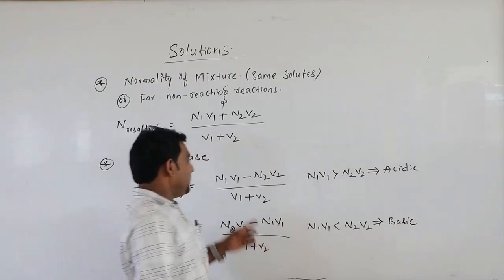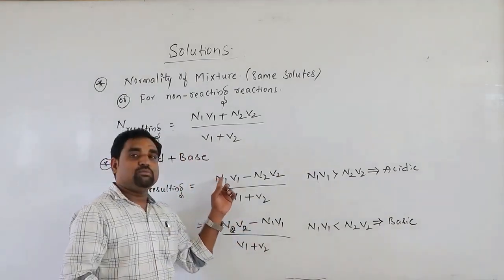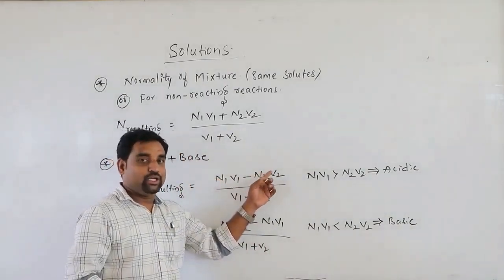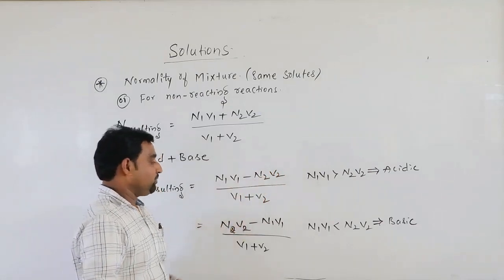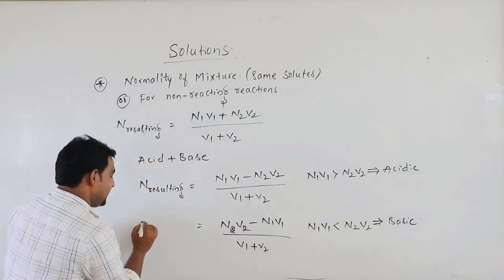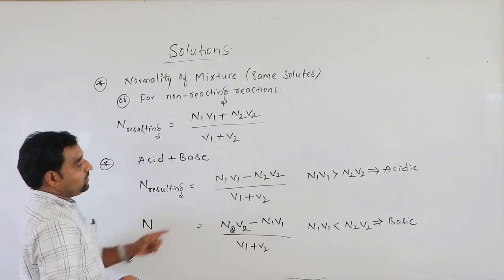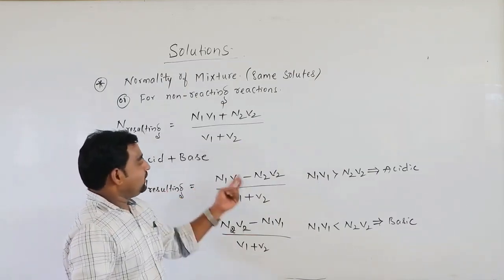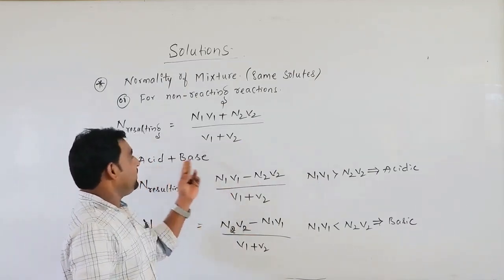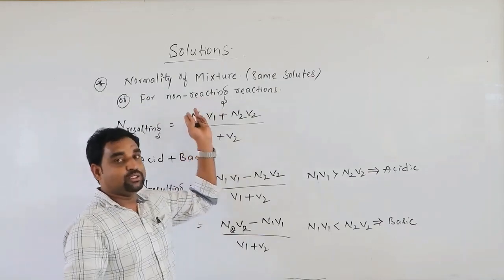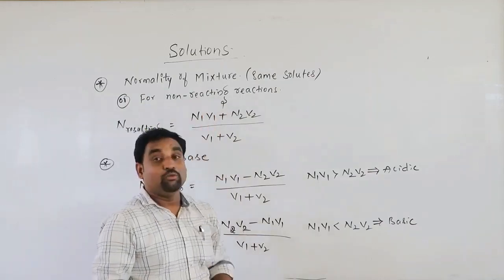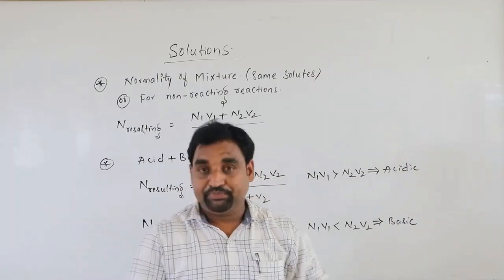Here it is very simple. Take the higher concentration term minus the lower concentration term, whatever it may be. So this is one more formula regarding that. So to calculate the normality in case of different solutions, acid and base, or acid and acid, or base and base, this is the formula regarding the normality of the mixture.